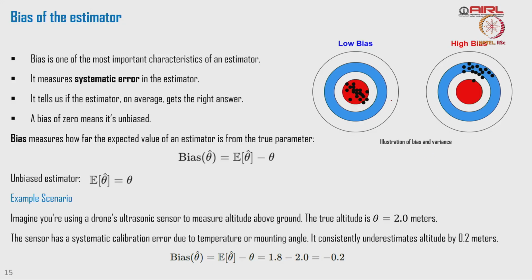So you need to understand the difference between bias and variance. My variance may be small, but I can have a high bias. Or I have a low bias, but my variance could be high. So you need to understand how the measurements are.